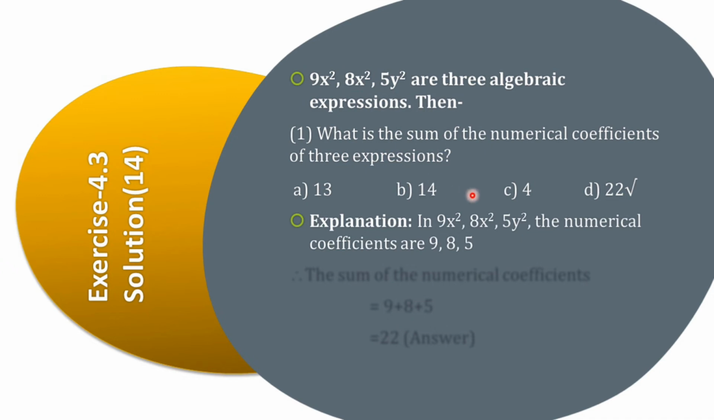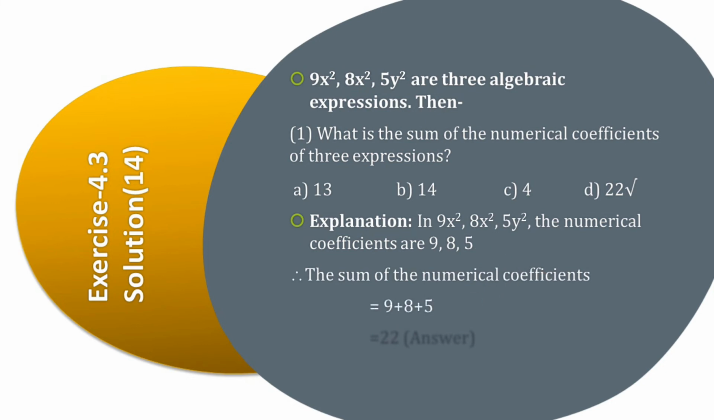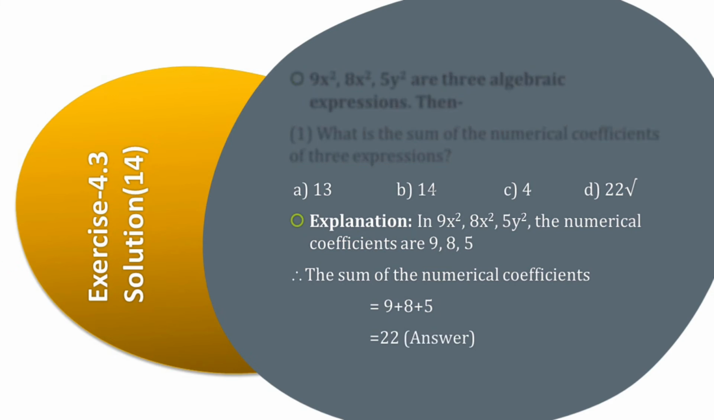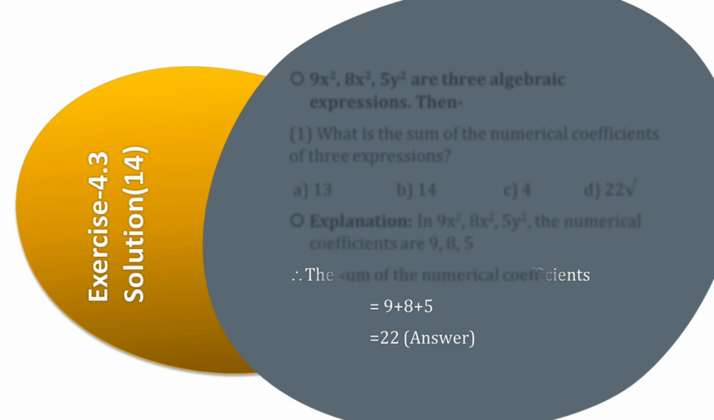9x², 8x², 5y². As you can see, 9, 8 and 5 are the numerical coefficients of these expressions. So the sum of the numerical coefficients is 9 plus 8 plus 5, that would be 22, my dear. That is the desired answer. So this is solution number 14, and the answer for the sum of the numerical coefficients is 22, as you can see.